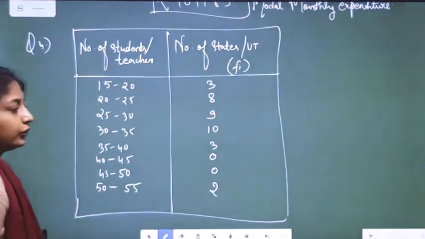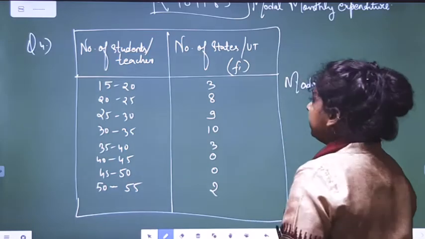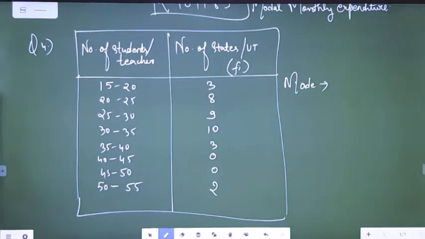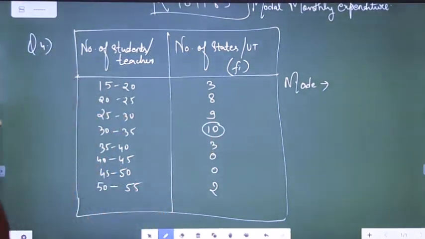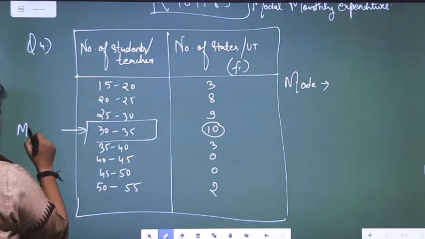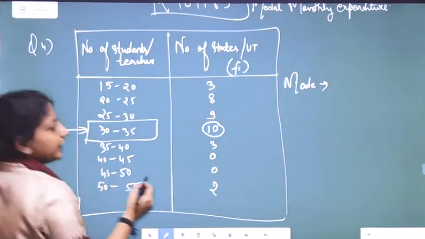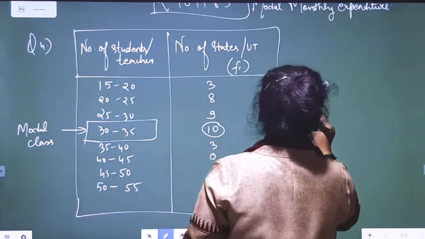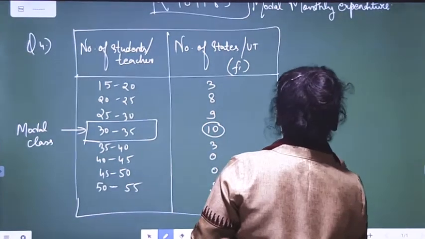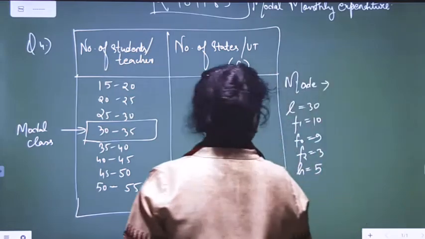In order to find the mode of the data, first of all we have to identify the modal class. Modal class is the particular class interval having the maximum frequency. See, this is our maximum frequency, so this will be our modal class. What is the lower limit here? 30. Therefore, the value of L equals 30. The value of F1 equals 10, F0 equals 9, and F2 equals 3. And H, see, the gap here is 5, so H equals 5.